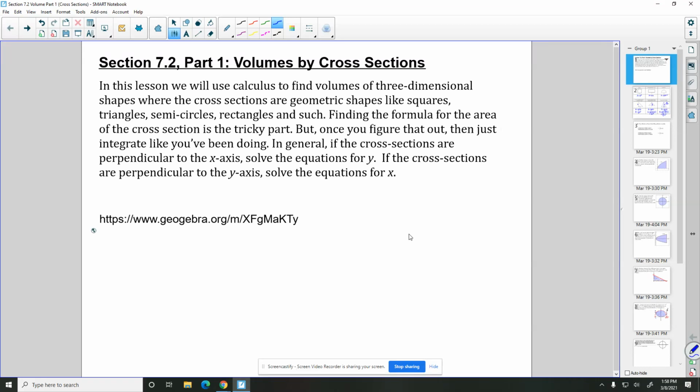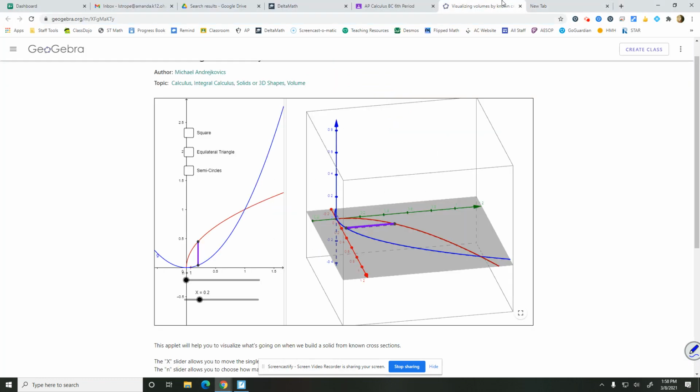All right, so for section 7.2, we're going to start looking at how to find the volume of different shapes. And the way that we create these three-dimensional shapes is going to be a bit different in each of these section 7.2 lessons. But for today, we're going to be creating three-dimensional shapes using something called cross sections. So I'm going to go to GeoGebra and show you what that would look like.